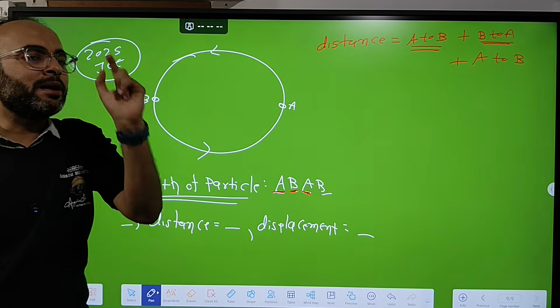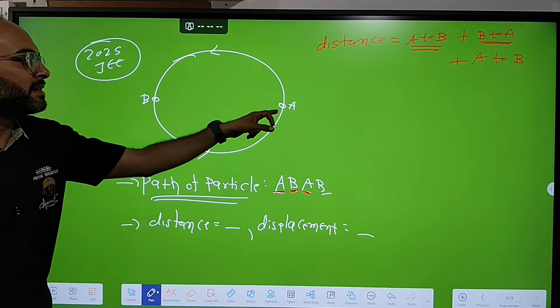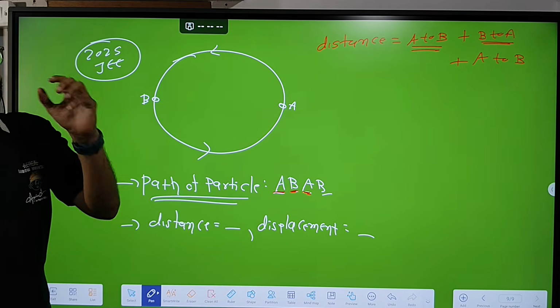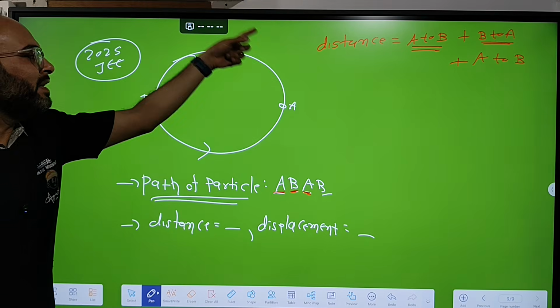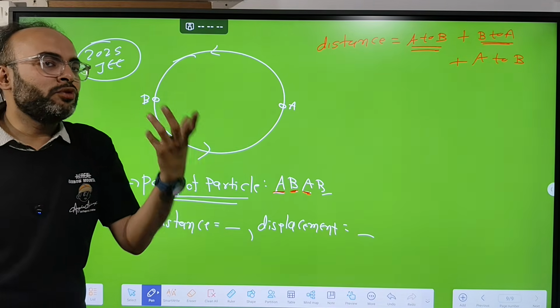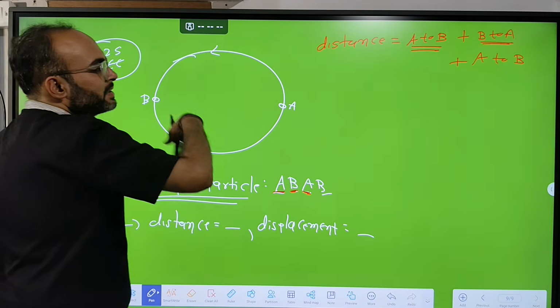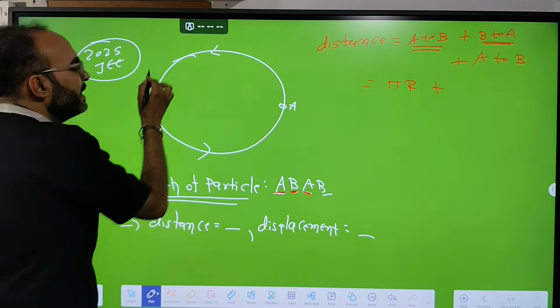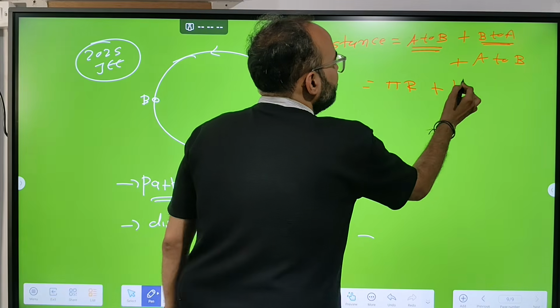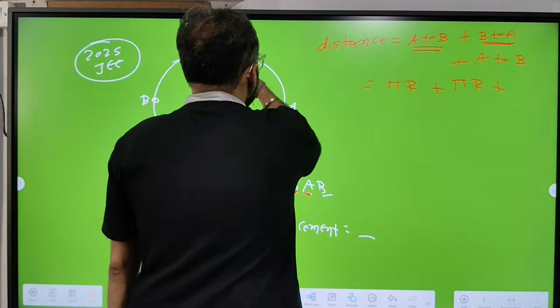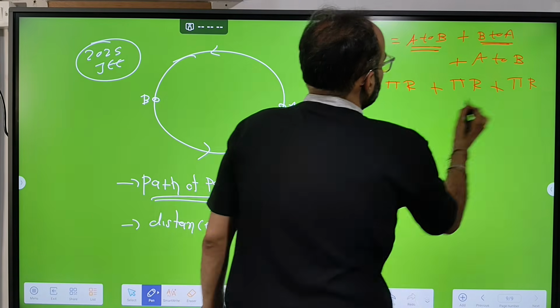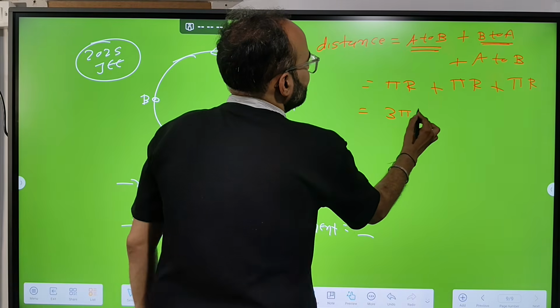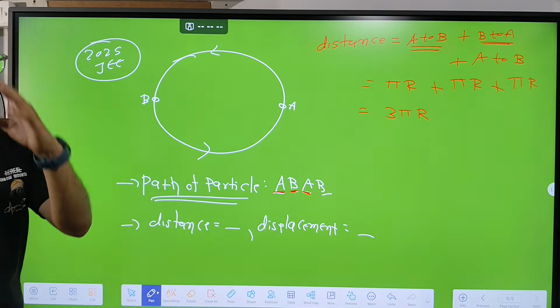A to B is not a complete circle, students. See, it is a half circle, a semicircle. If it is a complete circle, then we write 2 pi r. But if it is a half circle, then 2 pi r by 2 means pi r. So A to B is pi r, B to A again pi r, A to B pi r. So the distance is 3 pi r.